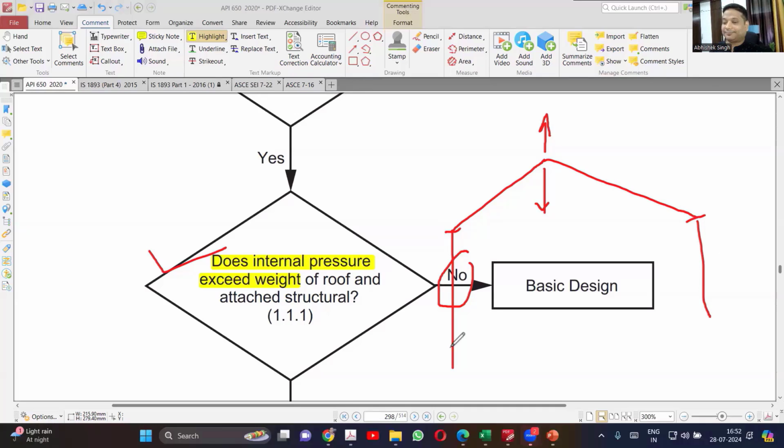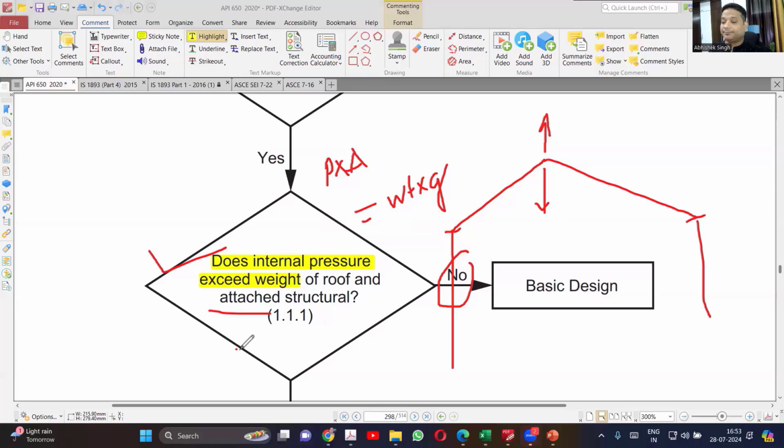No, right? The weight will counter that. So in that case, even though a small internal pressure is there, the pressure is not exceeding the weight of the roof. Now, how will you do this calculation? Just multiply pressure into the area of the roof. That will give you the force, and convert the weight of the roof into Newton by multiplying with g. You can compare, right? Make sense, guys?